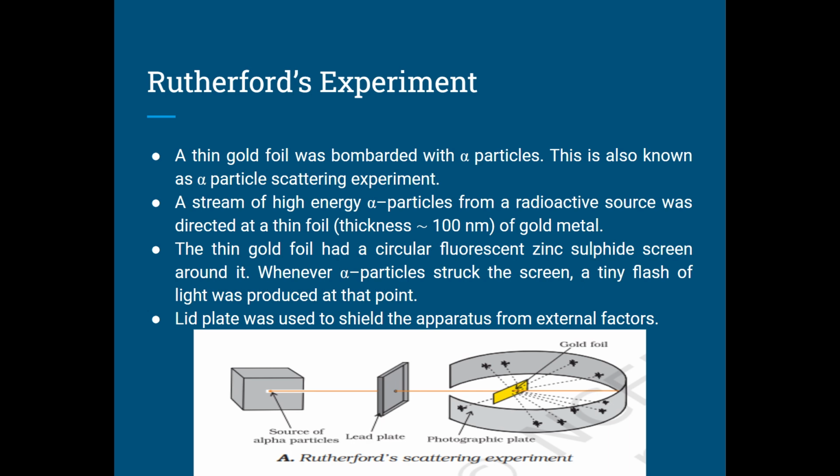There was a gold foil through which alpha particles were passed, and this round thing was the detector, and this detector was made of fluorescent zinc sulfide, and whenever an alpha particle struck the screen, a tiny flash of light was produced at that point, which was later on recorded. Okay, now we will be moving on to the findings of Rutherford's experiment on the next slide.